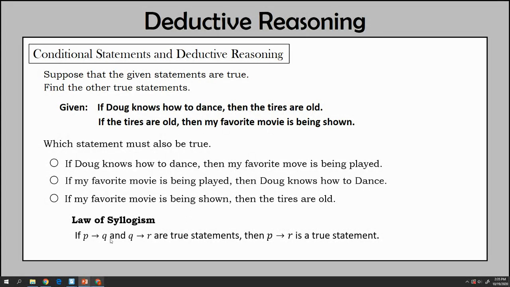of syllogism. P implies Q. So Doug dancing implies tires are old. Tires are old implies that my favorite movie's shown. So therefore, I can now conclude that if Doug knows how to dance, then my favorite movie's being shown. That has to be true. So if Doug knows how to dance, then my favorite movie's being played or shown. That's what I get out of this one. And it's by the law of syllogism.